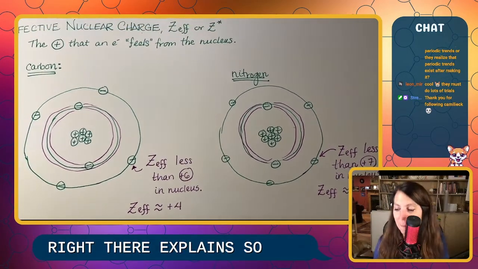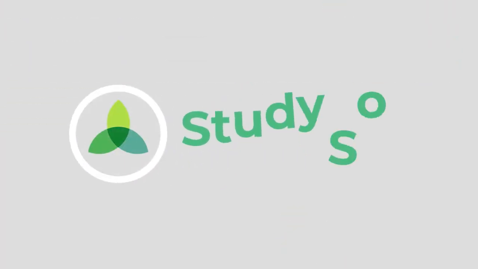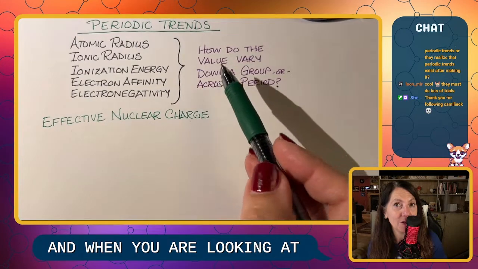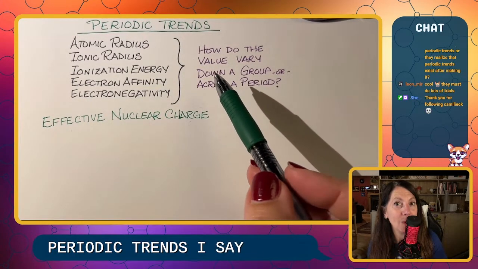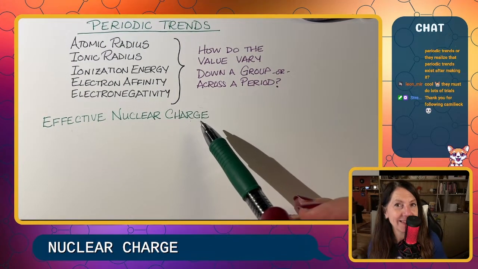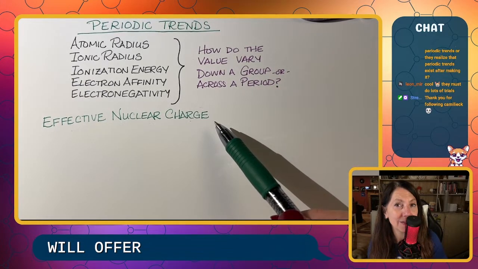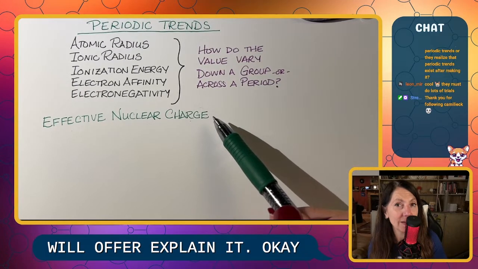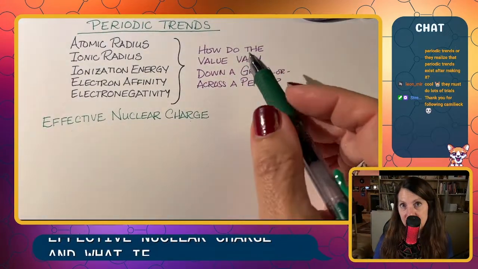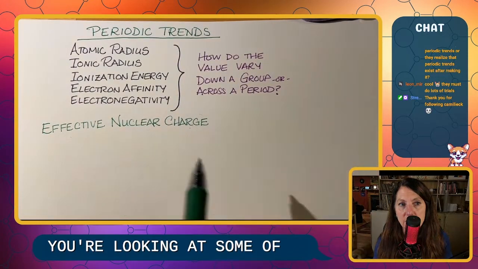Explains so much. And when you are looking at periodic trends, I say, when in doubt, look at effective nuclear charge. If you ever want to explain any periodic trends, this will often explain it. Okay, not always, but often it will. So let's talk about effective nuclear charge and what it means and see why it is helpful when you're looking at some of these properties.